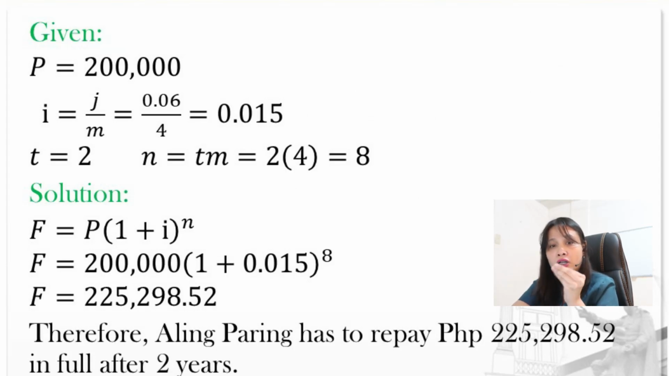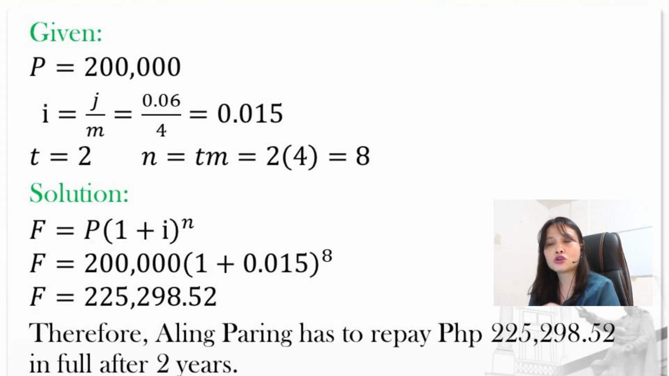So you have the principal, the present value, which is 200,000, and then your periodic rate, which is R over M. So that will be 0.06 divided by 4, so you have 0.015, and then time is 2. Therefore, your N will be time multiplied by your conversion period, so 2 times 4 equals 8. Okay? So you're talking about the final amount. Your final amount will be present value multiplied by 1 plus i raised to N. So you have 200,000 multiplied by 1 plus 0.015 raised to 8.